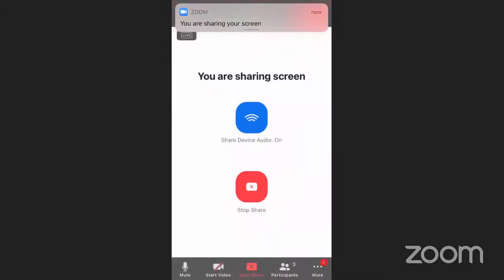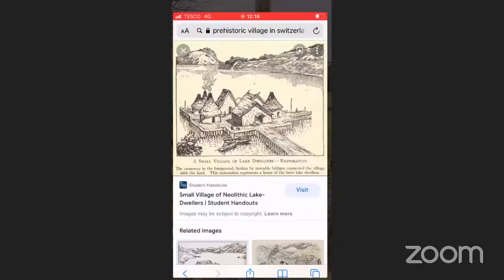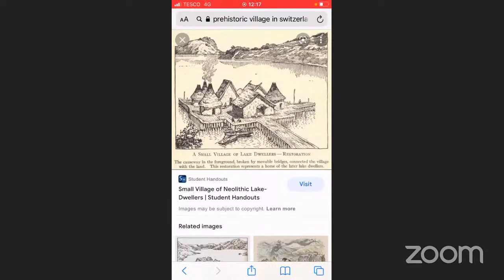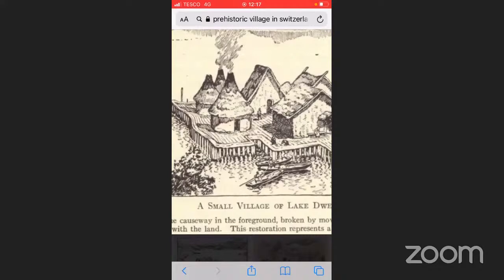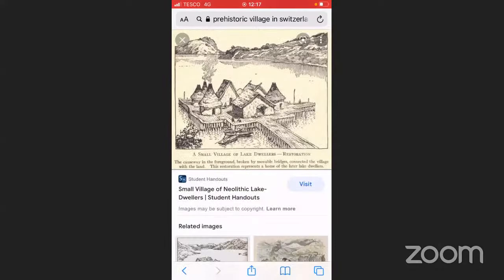So let's just get on to this. Just look on some of these images. Bingo. There. Now we know that they didn't look like that, right? But obviously this is to broadcast a perception of the past. And it's really interesting that you've got round houses and square and rectangular buildings. We know this is wrong now, but we do know that little elements of this are correct, that we've got buildings built on piles. So that's correct.